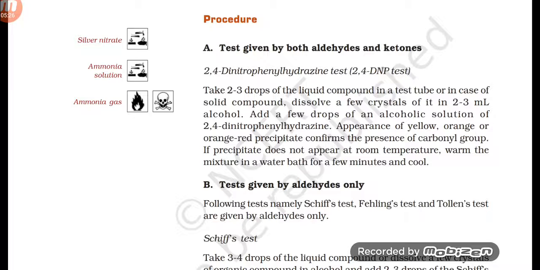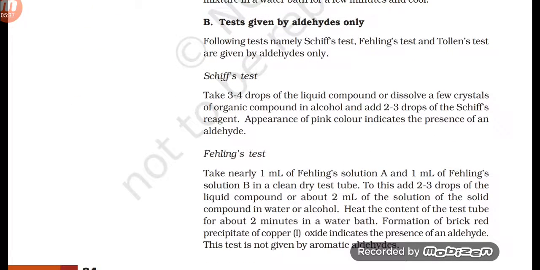Now, the tests which are given by aldehydes only. The following tests, namely Schiff's test, Fehling's test, and Tollens test, are given by aldehydes only. Schiff's test: take 3-4 drops of liquid compound or dissolve a few crystals of organic compound in alcohol and add 2-3 drops of Schiff's reagent. Appearance of pink color indicates the presence of an aldehyde. Fehling's test: take nearly 1 ml of Fehling solution A and 1 ml of Fehling solution B in a clean dry test tube.